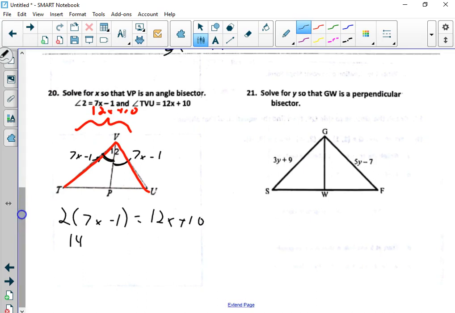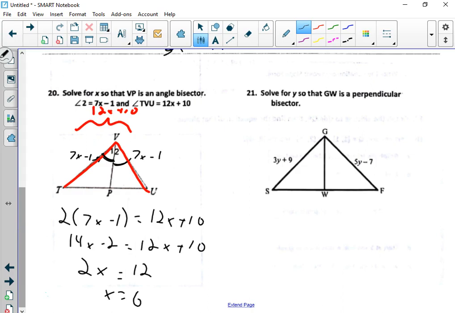Okay, that's going to give me 14x minus 2 equals 12x plus 10. I subtract 12x and get 2x. I add 2 and get 12. So x is 6. And we're just supposed to solve for x.